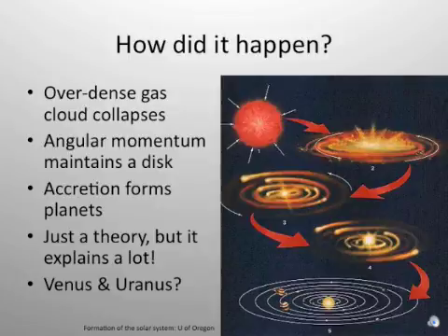Now this is, of course, just a theory. No one was around to see it. We don't have super direct evidence of it, but it does explain a lot about our solar system. For example, it explains why all the objects in the solar system tend to rotate and revolve in the same direction. All the planets and the Sun, apart from Venus and Uranus, rotate and revolve in the same direction.